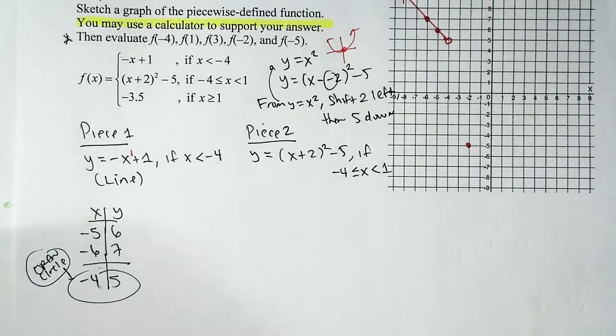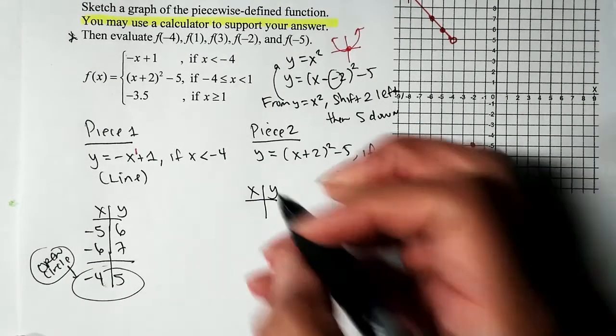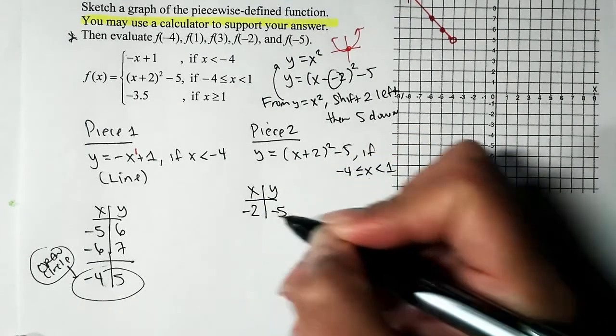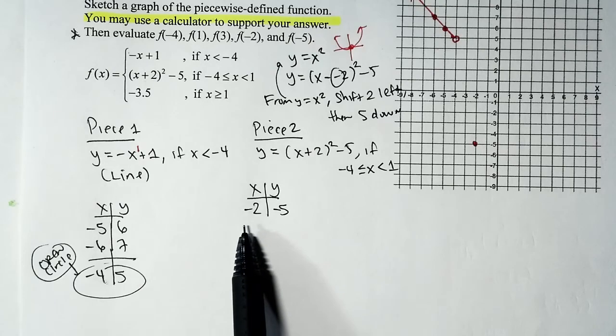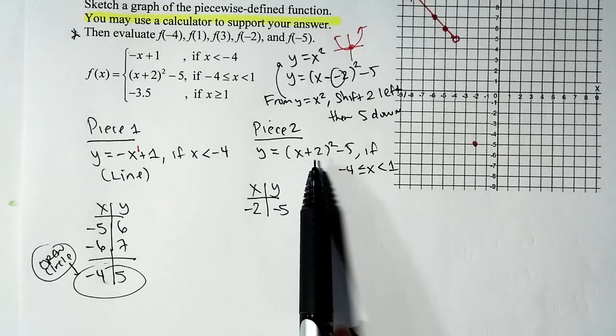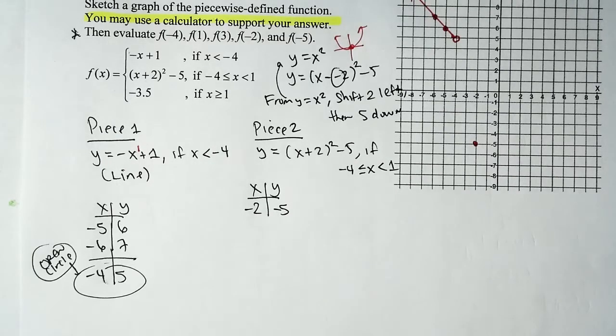I am so confident with our transformation of the graph that I'm going to go ahead and lock it in. But sometimes, as humans, we tend to doubt ourselves. So we'll do the arithmetic, okay? If x is negative 2, negative 2 plus 2 is 0, the square of 0 is 0, and 0 less 5 is negative 5. So we're on it.